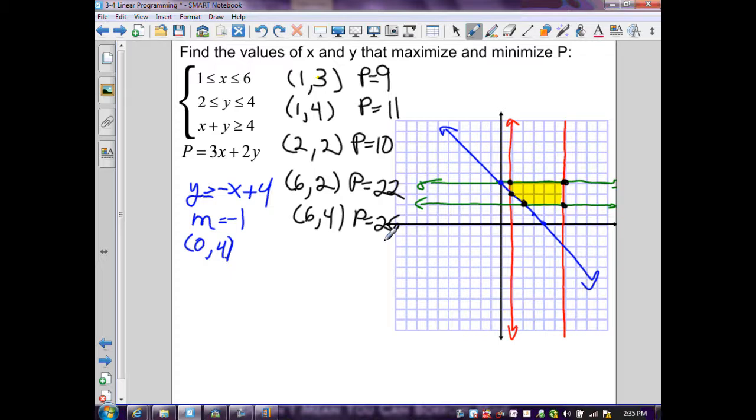Therefore, if I take a look at each vertice, I can determine that this ordered pair is my minimum, and the last ordered pair is my maximum.